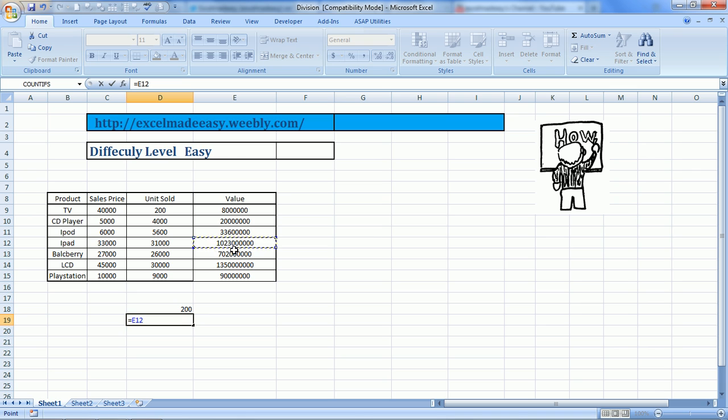1023 followed by, I believe, again 7 zeros or 6 zeros. And if I divide it by the cost of one iPad, this will give me how many iPads were sold. So 31,000 iPads were sold to get a collection of 1023 followed by these many zeros. So this is the division formula for you. Very simple to use and very handy when it comes to making calculations.